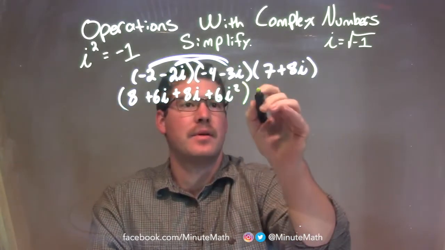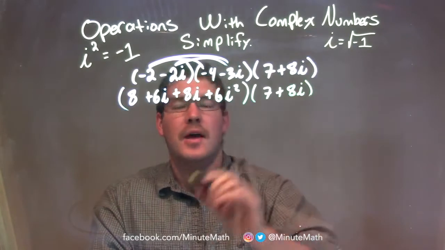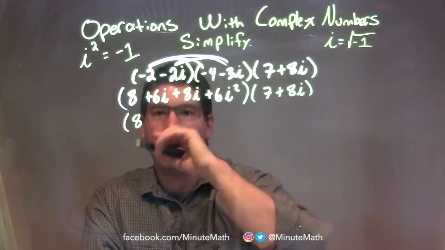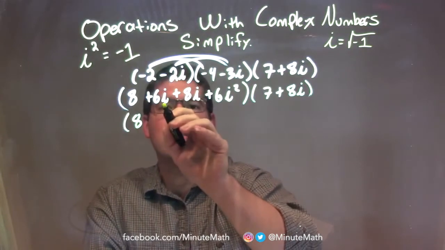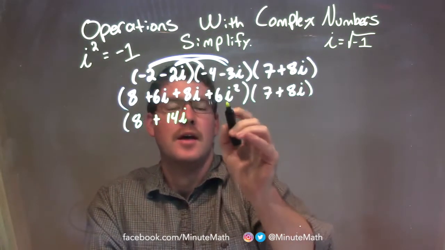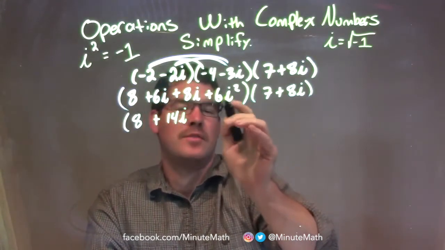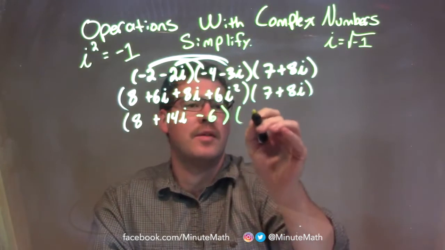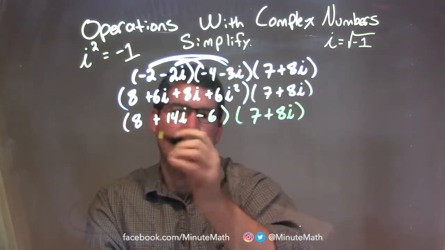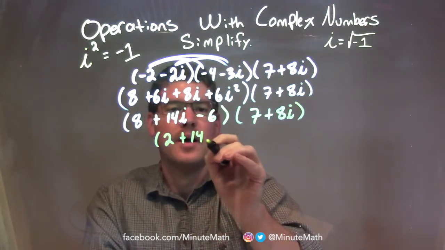Okay. Well, bring down the 7 plus 8i. And if you've been watching my videos, when I simplify this, I have 8 right there, it just comes down. But then 6i and 8i is a 14i, so we have plus 14i right here. If you've been watching my videos, we know that i squared is a negative 1. Negative 1 times 6 is a negative 6 right there. So let's bring down the 7 plus 8i. Well, 8 and negative 6 is a 2, so we have 2 plus 14i here.